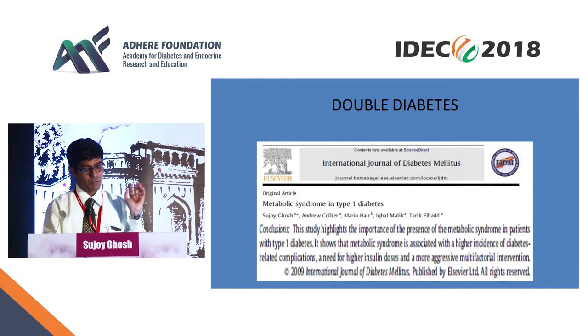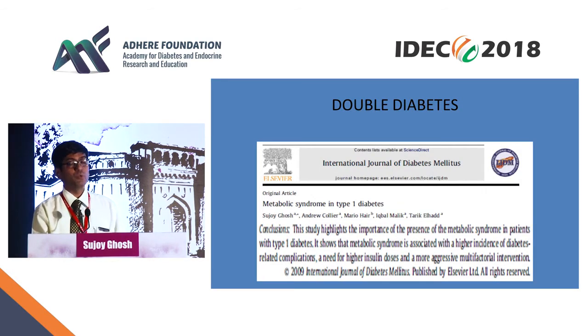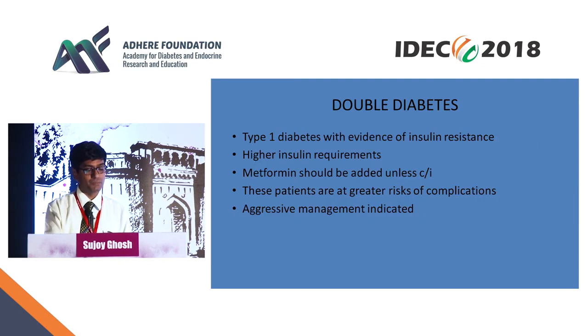In fact, this is one of my publications from the UK, where we looked at about 350 odd patients with type 1 diabetes and categorized them into those with metabolic syndrome and those without metabolic syndrome. And we found that individuals who had evidence of metabolic syndrome with type 1 diabetes actually do much worse than individuals who have pure type 1 diabetes.